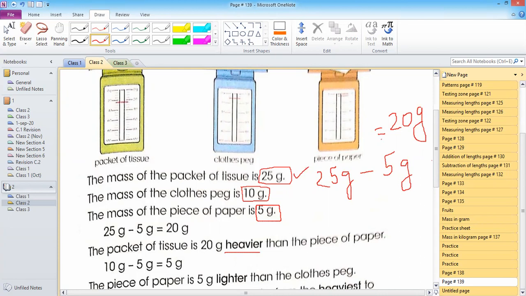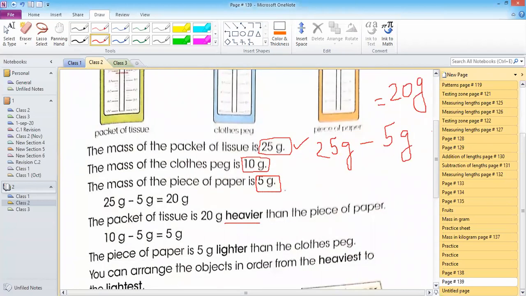If I ask you, the piece of paper is lighter than tissue, you will say yes. If I ask you, the packet of tissue is heavier than piece of paper, you will say yes. Okay, how much heavier? So for that, you will do subtraction. Write the bigger number first, 25, then the smaller number, minus it. What is the answer? 20. So you will say, sir, the packet of tissue is 20 gram heavier than the piece of paper. Do you understand this, guys? Yes, sir. That's very good.